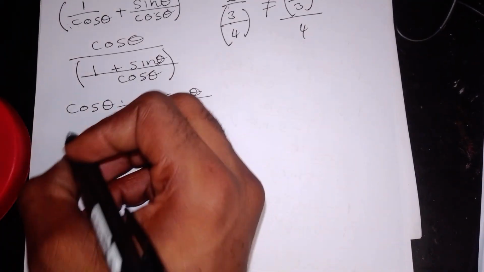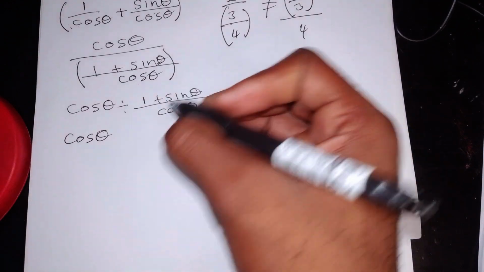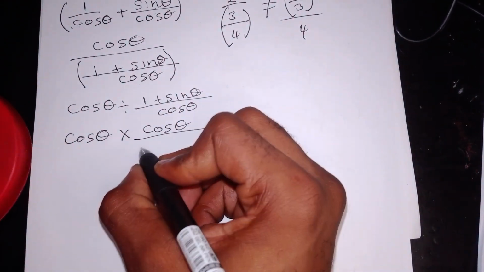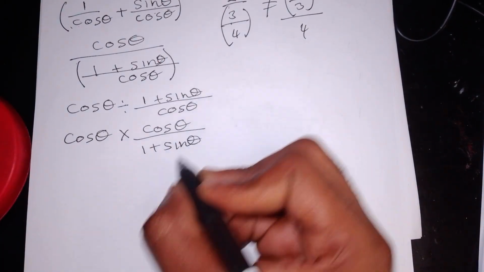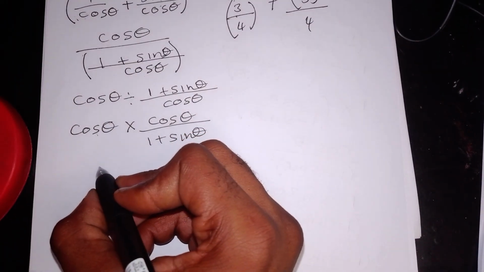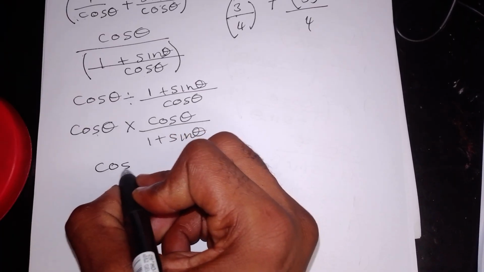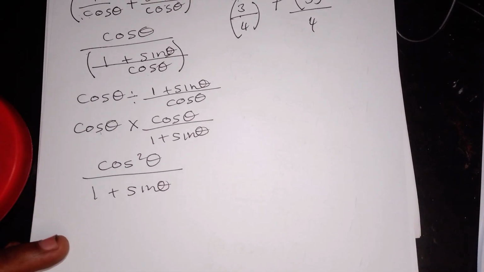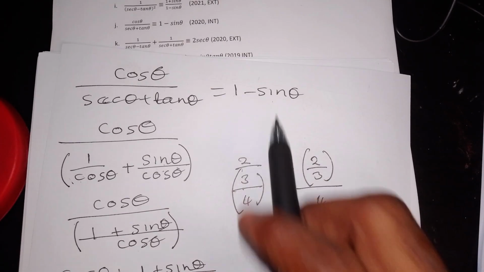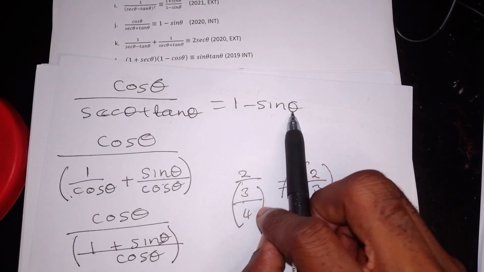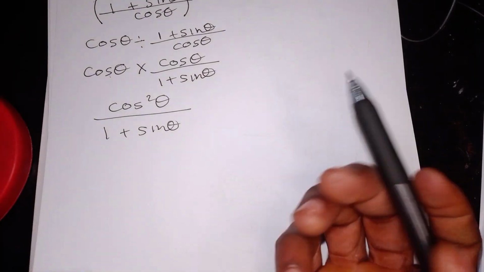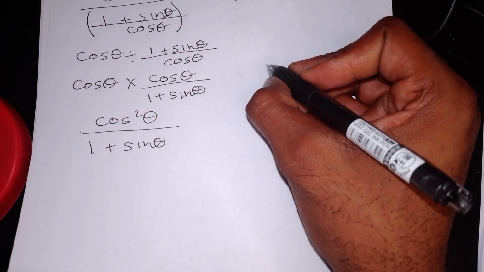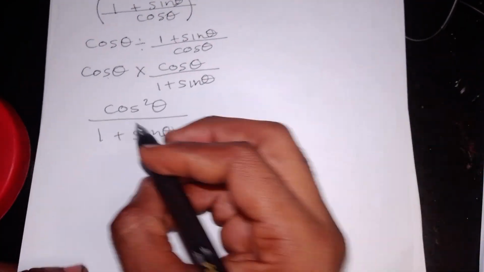And then when you are dividing, remember, you can always reciprocate and change this to multiplication. So cos theta times cos theta over 1 plus sine theta. Then you can multiply these two. So this will be cos squared theta over 1 plus sine theta. You don't want fractions. What you want is 1 minus sine theta. So maybe the first thing you want to do is to get rid of cosine using the first identity. So you just make cosine squared the subject of the formula.